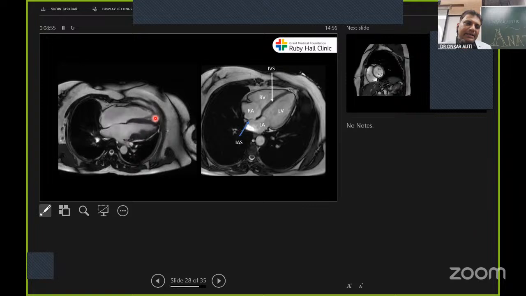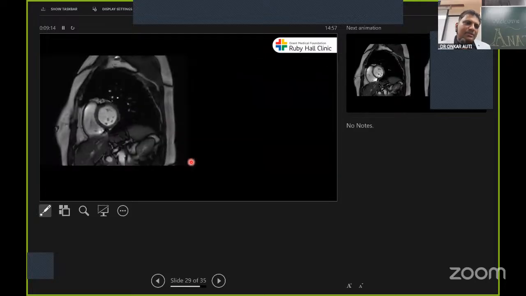Can somebody tell what is this structure over here, which I'm pointing out? You are seeing some muscular band-like structures over there. Moderator band. Okay, excellent. So this is a moderator band which runs from the RV side of the septum to the free wall.